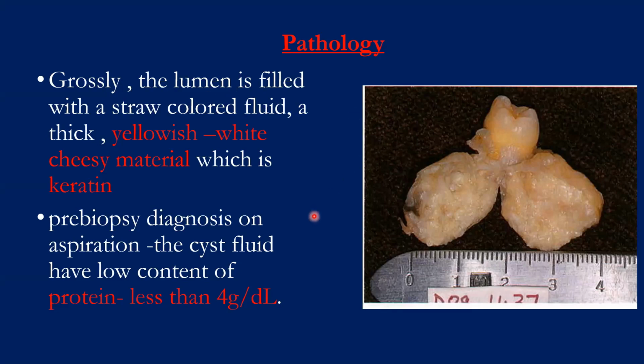Going to the histopathology, grossly you can see that this is the cross section of the cyst, and you can see that it is filled with yellowish white cheesy material, which is nothing but keratin. Even on aspiration, we see the same thing. So the pre-biopsy diagnosis can be aspiration, where after examination you will see that the protein is less than 4 gram per deciliter.